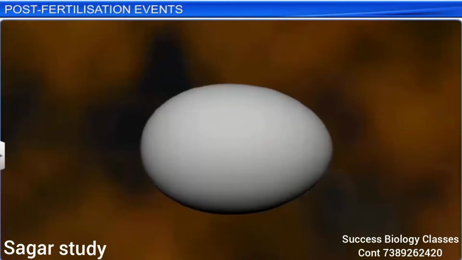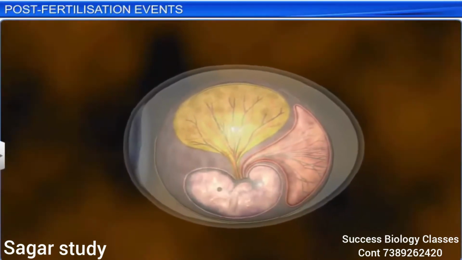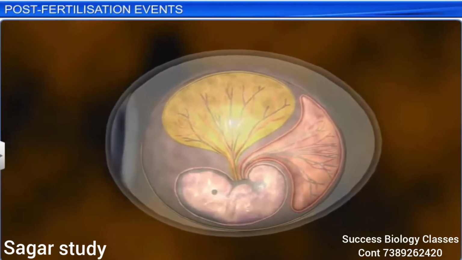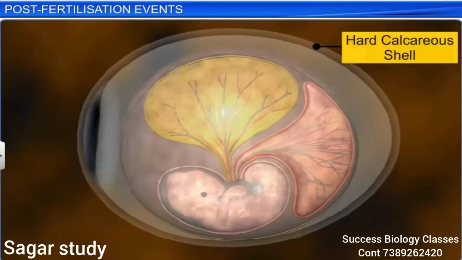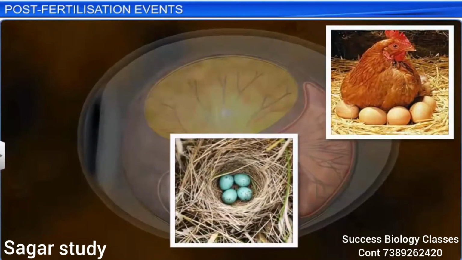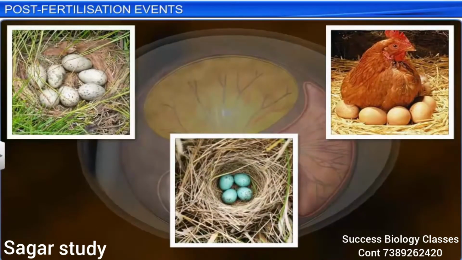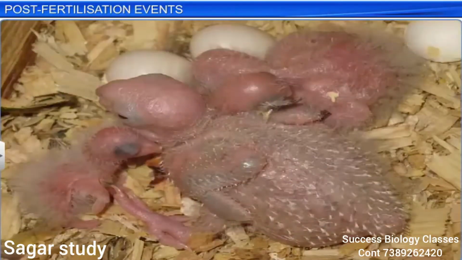the process of embryogenesis takes place outside the body of the female, that is, in eggs laid by these animals. The eggs, covered by a hard calcareous shell, are usually laid in a sheltered place such as pens and treetops to keep them safe from the prying eyes of predators. Once the incubation period is over, the young ones hatch from these eggs.